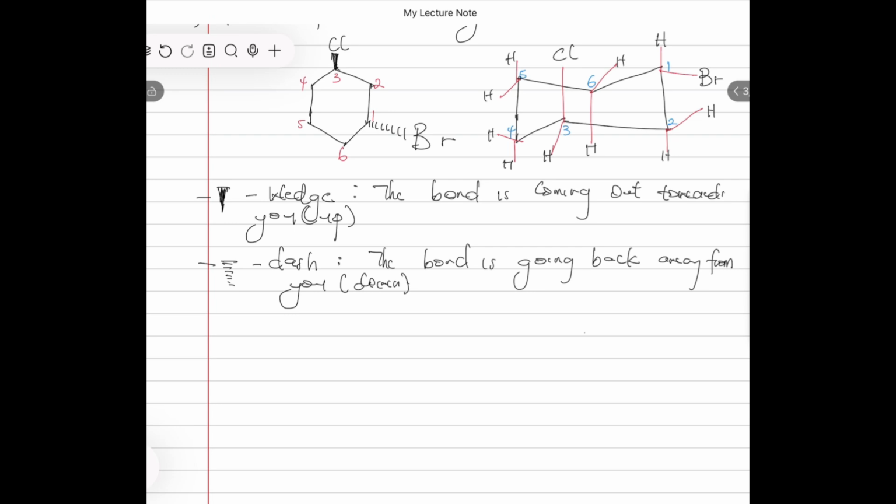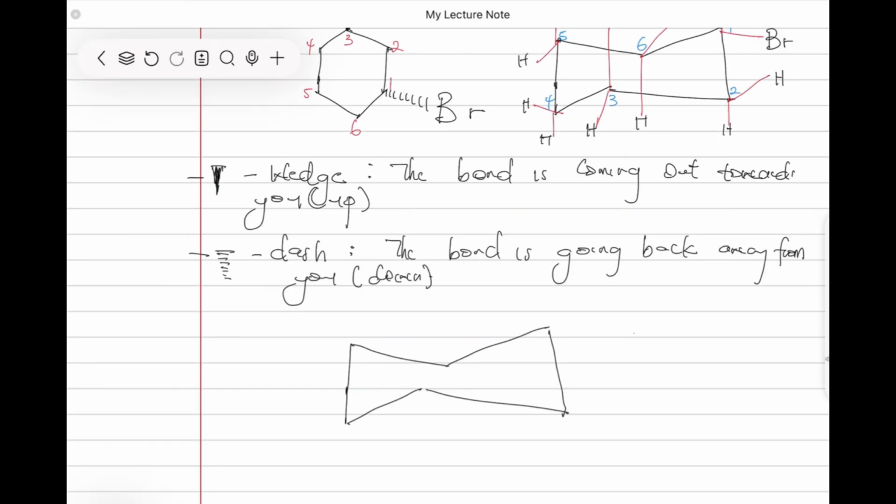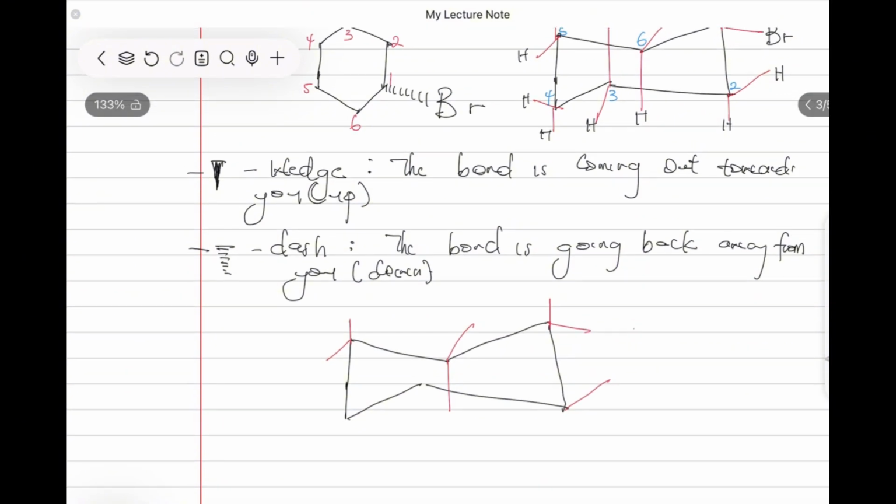So if I choose to renumber my chair conformation, I can also have this diagram again. This is down, this is up, this is down, this is up, this is down, this is up, this is down, this is down, this is up, this is down, this is up.